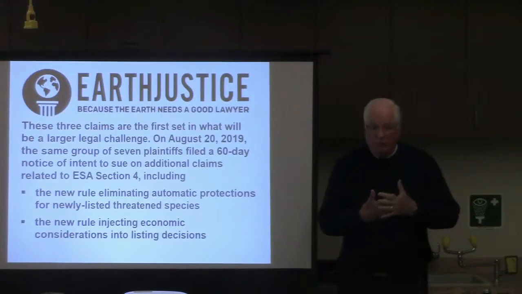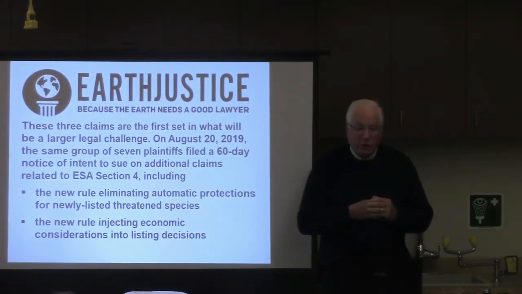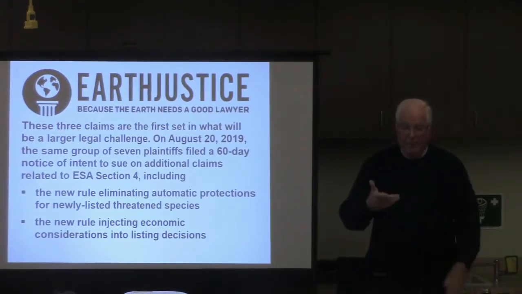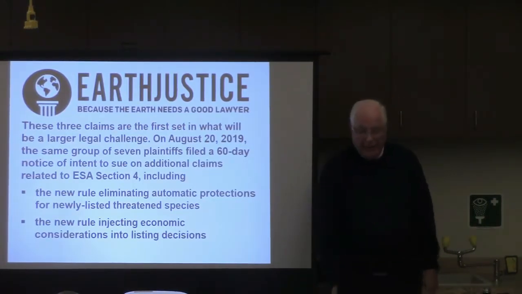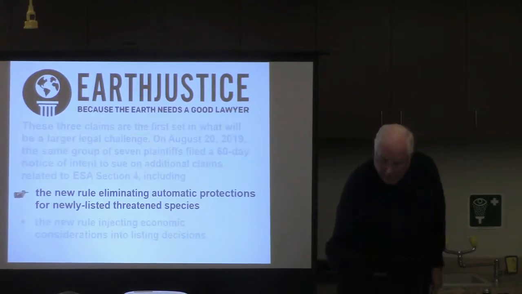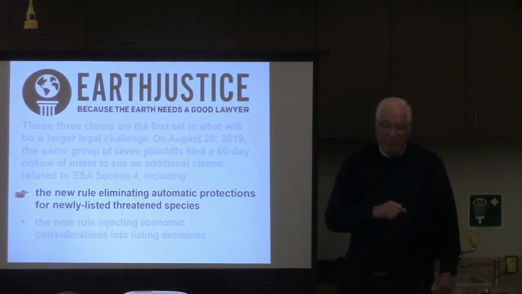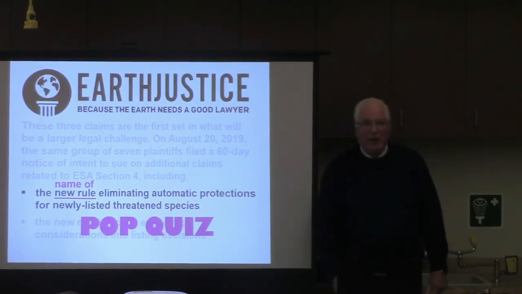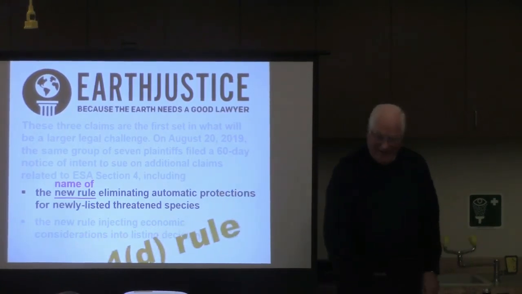So these 3 claims are the first set in what will be a larger legal challenge by these groups. On August 20th, they filed a 60-day notice of intent to sue on additional claims relating to ESA Section 4, including, and I'll take these one at a time, the 4D rule and the economic considerations. Okay, the new rule, we'll take them one at a time. The new rule eliminating automatic protections for newly listed threatened species. Pop quiz, what's the name of that new rule? 4D. Very good. The 4D rule.